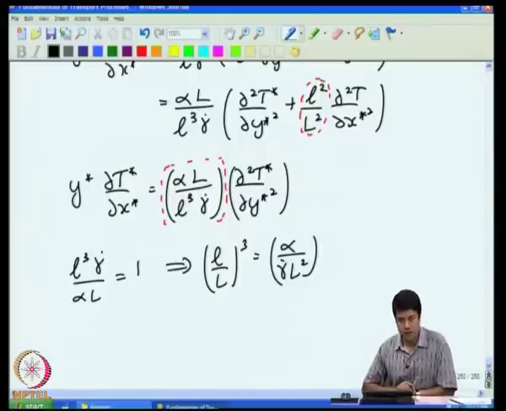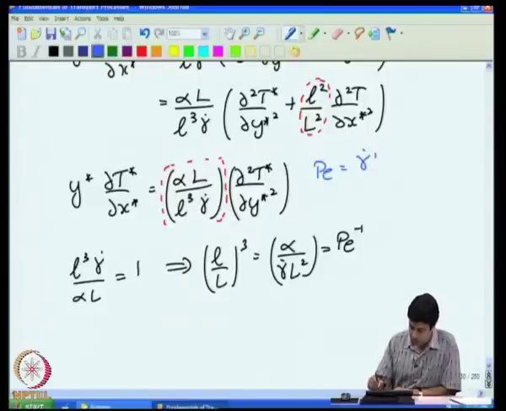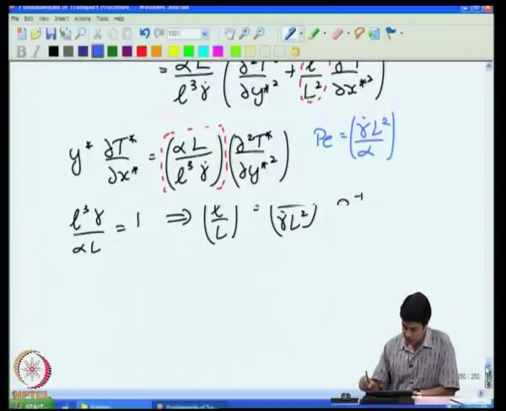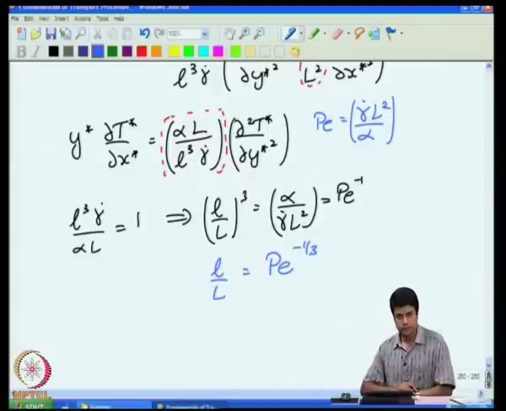Now, alpha by gamma dot L square was the original Peclet number that I had inverse, because if you recall, we defined the Peclet number as Pe equal to gamma dot L square by alpha for this problem. So, therefore, I require that small l by L is equal to Pe power minus 1/3. So, what this is telling me is that in the limit as the Peclet number becomes large, there is a length scale, a length very near the surface, small l, over which diffusion is comparable to convection.